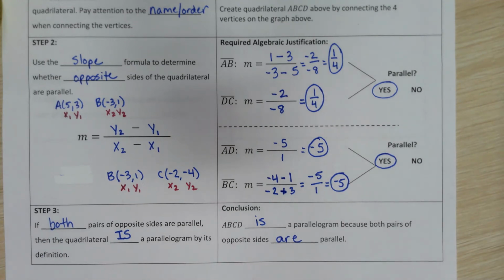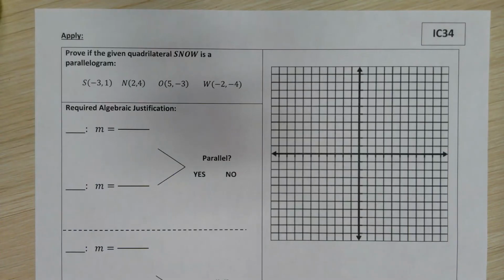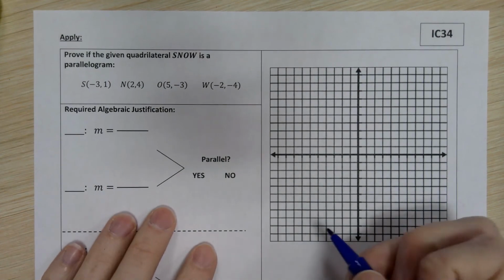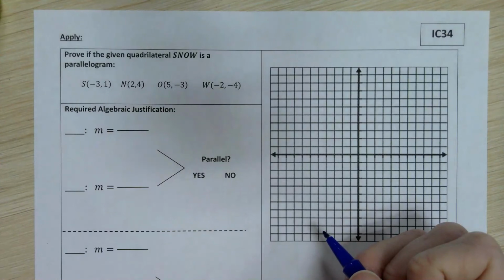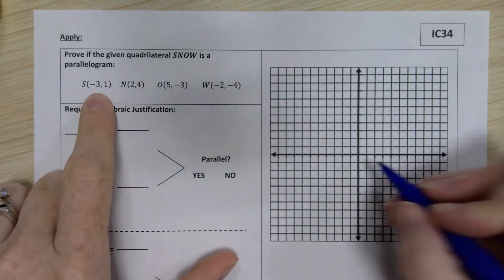All right, we're going to do one more example, so go ahead and flip the page and meet me back here for part 2. All right, on the back, we are trying to prove if the given quadrilateral SNOW is a parallelogram. So we have 4 points that need to be plotted. We're going to go ahead and take care of that.